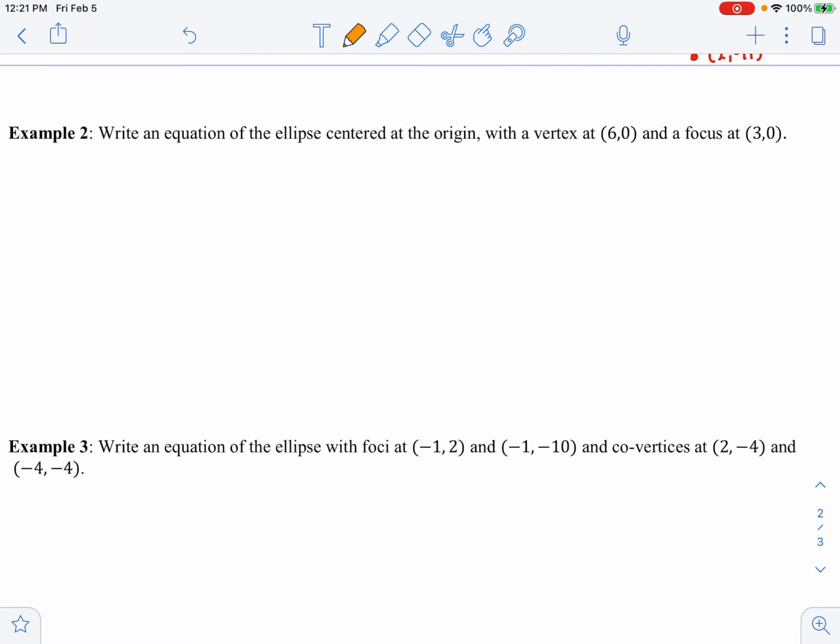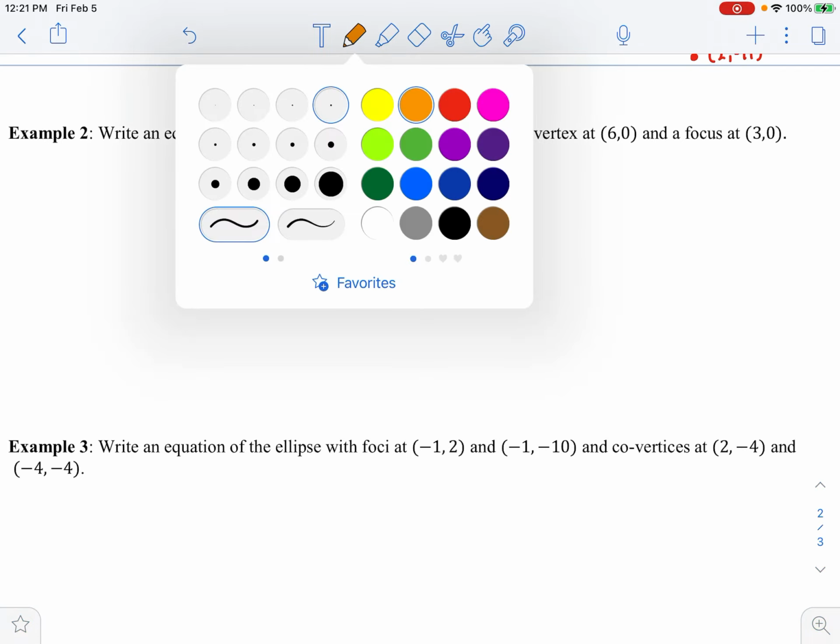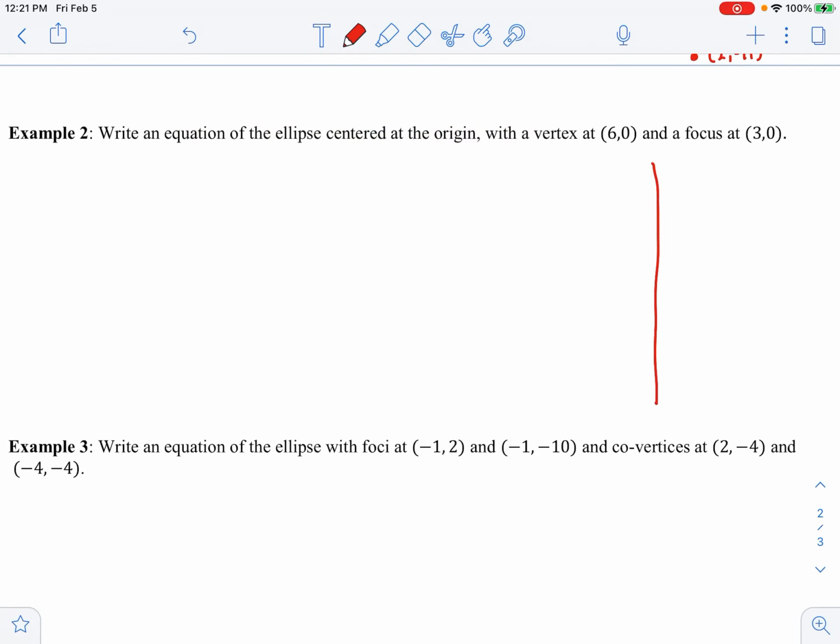All right, next one. Write an equation of an ellipse centered at the origin with vertex (6, 0) and focus (3, 0). So first off, I want to do a sketch. They also told me on this one that the center is the origin, so that's h, k. So this is (0, 0), and that's my center. It then told me that I have a vertex at (6, 0), so right 6, up 0. I'll put (6, 0), and that is a vertex. But if I have a vertex there, I also have one here. I don't need it, but might as well put it down.